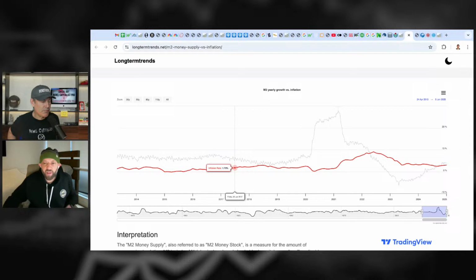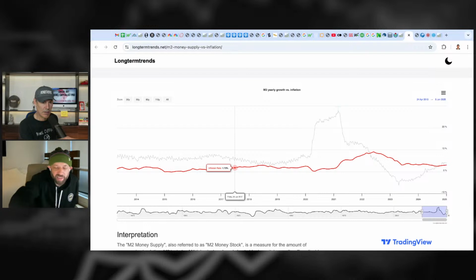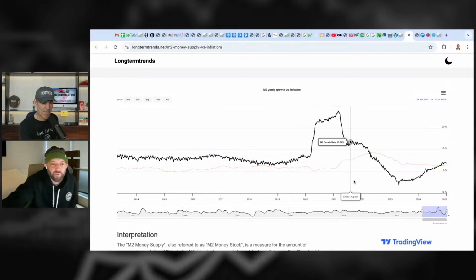Well, it is. And if you could take the M2 line out, the scale would adjust accordingly on this chart. And you would see that this line is a lot more volatile than it appears given the scale of this chart, which goes up to 30%, which is completely inappropriate for this line.